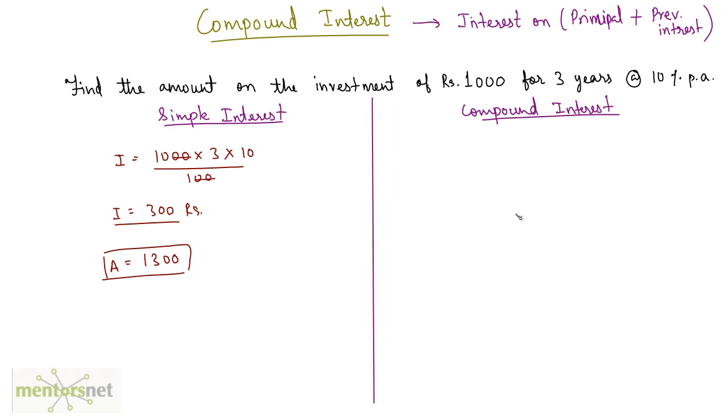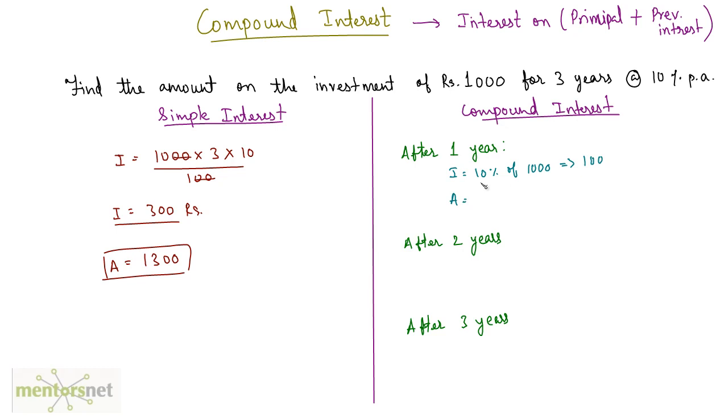Now let us turn towards compound interest. Now compound interest is calculated for each year, right? So for the first year, the interest will be calculated on the principal plus the previous year's interest. Now for the first year, there will be no previous year's interest, right? So the interest will be equal to, it is calculated at 10% per annum, so 10% of 1000. So this will be equal to 100 rupees. Now the amount will be the principal plus the interest, and that's 1000 plus 100. So 1100 is the amount after first year.